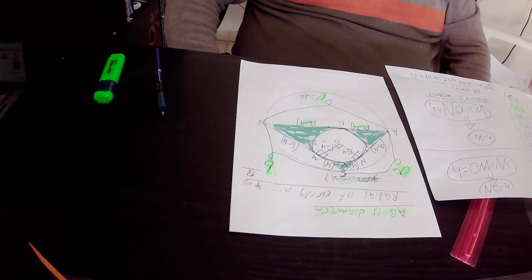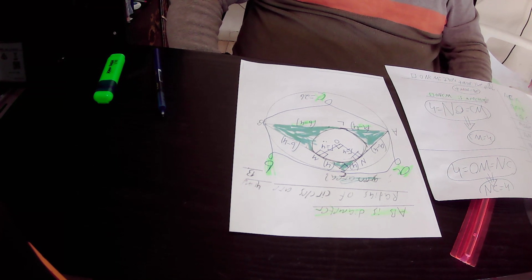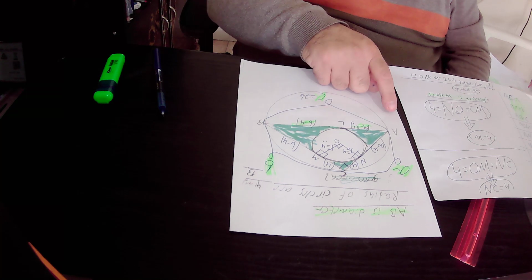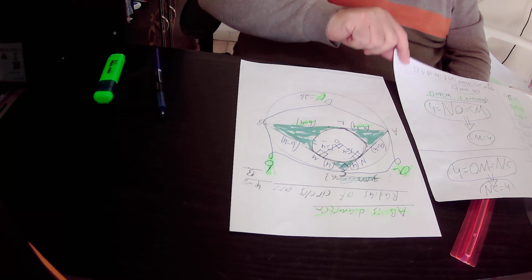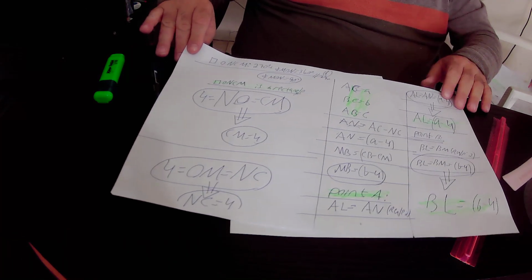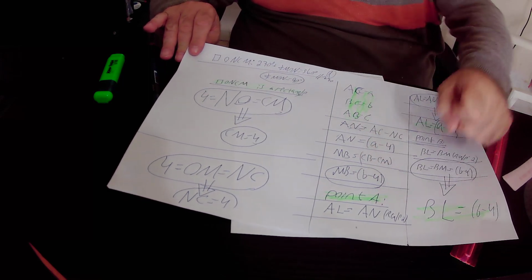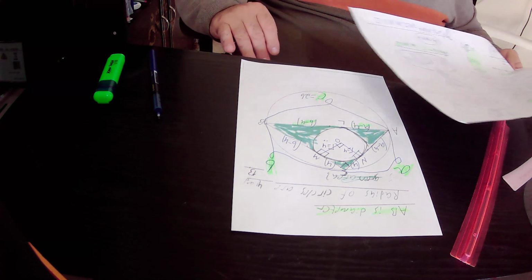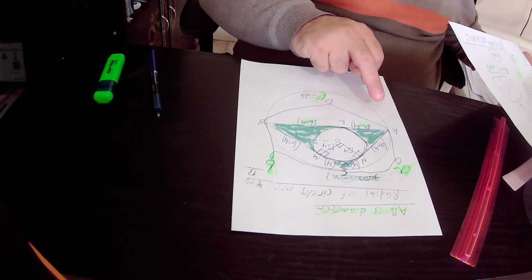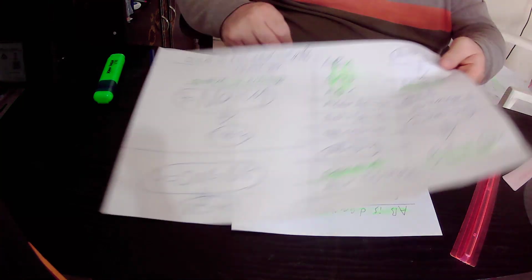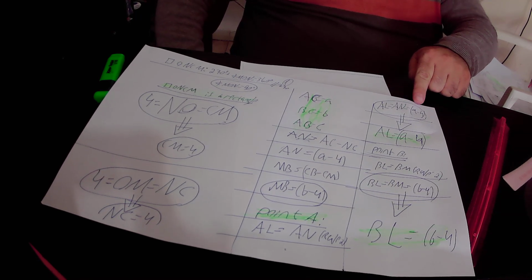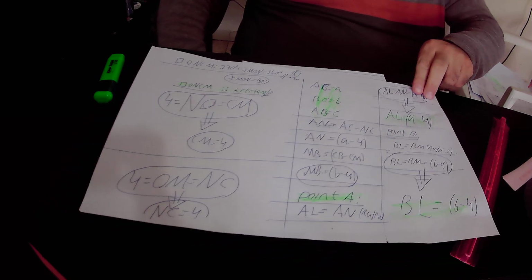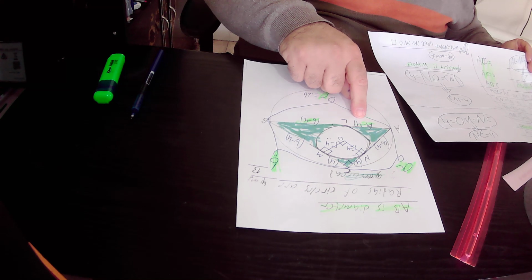Then I presented to you rule number 2. According to rule number 2, the lengths of two tangents from a common external point to a circle are equal. So if you focus on the common external point A, we have two tangents to the circle, tangent AL and tangent AN. According to rule number 2, they must be equal to each other. So here, AL equals AN. But we already found out that AN equals A minus 4, so AL is also equal to A minus 4.